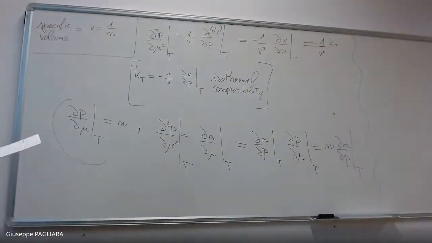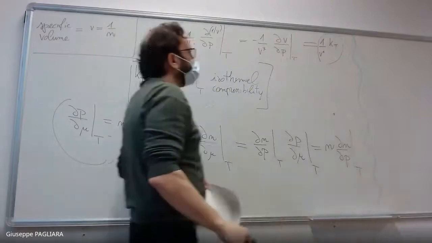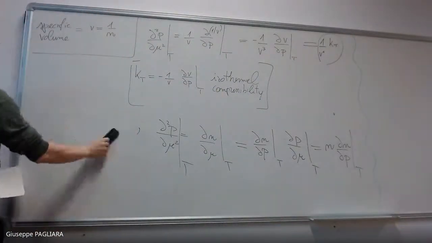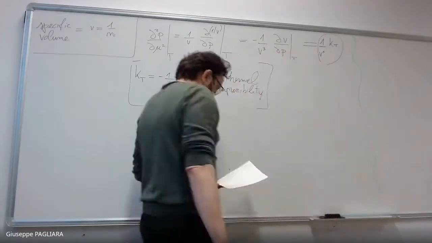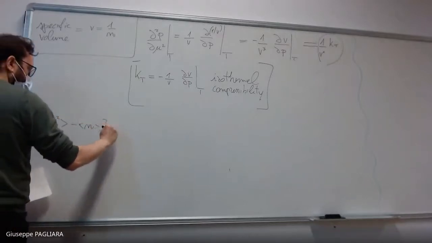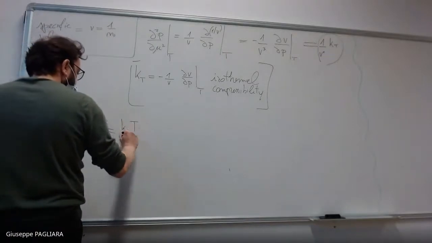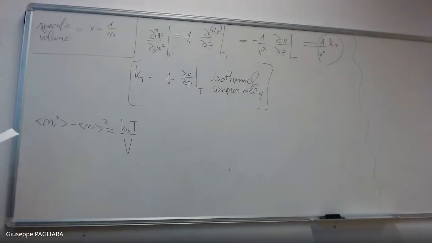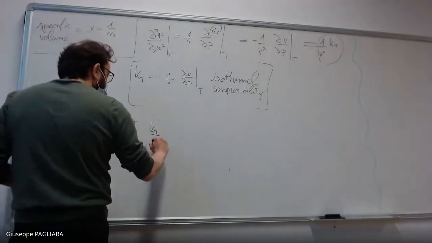Good. Kt divided by v squared. So this second derivative of pressure with respect to μ at the end is Kt, the isothermal compressibility, divided by the specific volume squared. And now let me come back to the fluctuations. We said that the average of n squared minus the average of n, squared, was equal to kBT divided by the volume, and here there was a second derivative of the pressure with respect to the chemical potential, which now we know is Kt divided by small v squared.